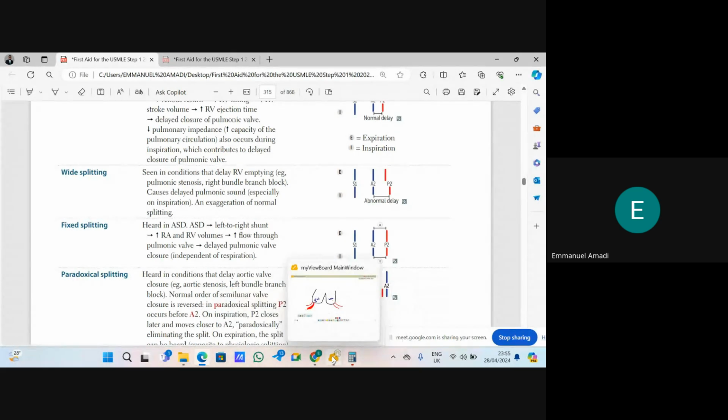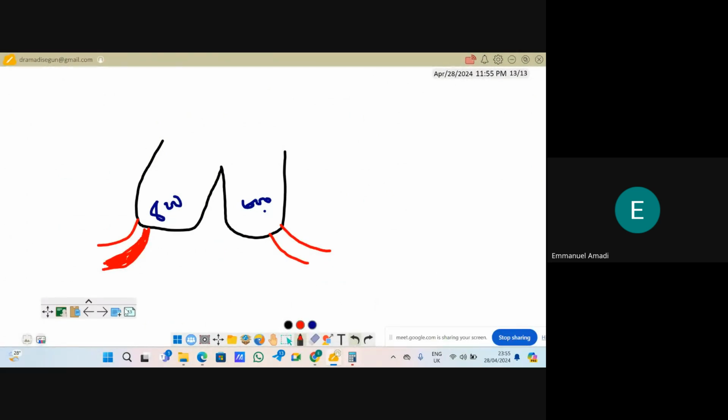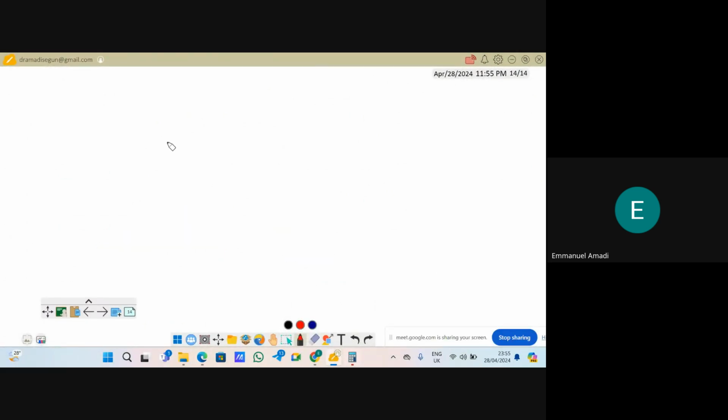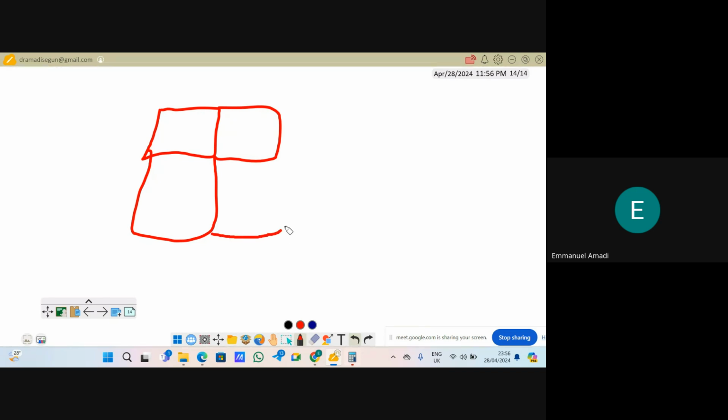Now look at what causes that fixed splitting. This is your atrium, left and right. These are your ventricles, right and left. So this is the right, this is the left.